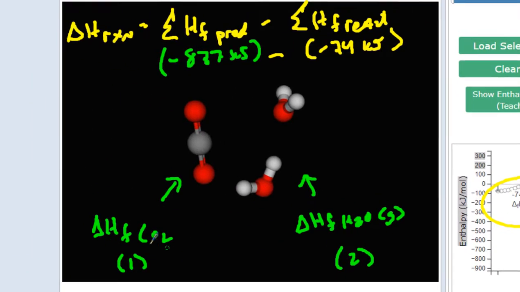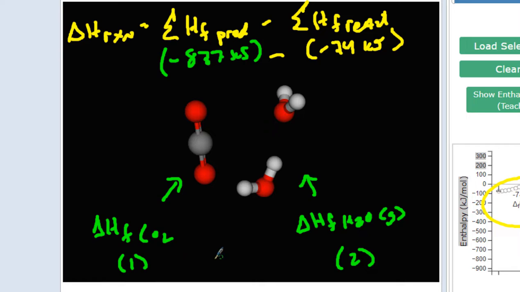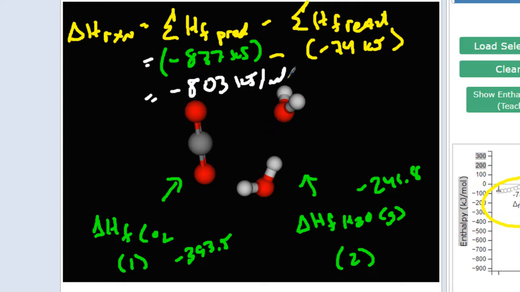I could also take a look. The heat of formation of carbon dioxide is, I believe, negative 393.5. And this guy for gaseous water is negative 241.8. You multiply that by 2, you add them all up, you're going to get negative 877. Just double check me on that. I'm pretty sure I'm right. And so you can see when I add up all of these using the heats of formation, I get negative 803 kilojoules per mole. I get the exact same amount, whether I'm doing it by bonds or whether I'm doing it by heats of formation.